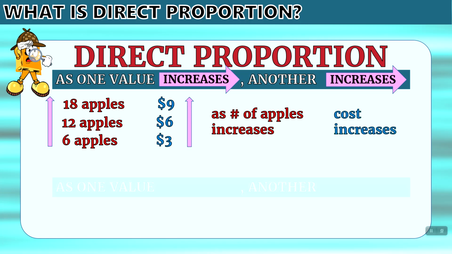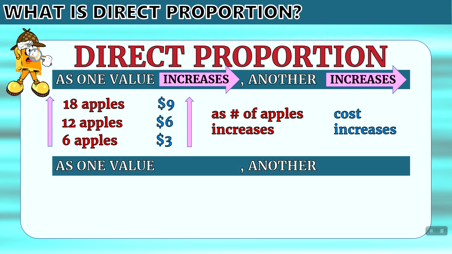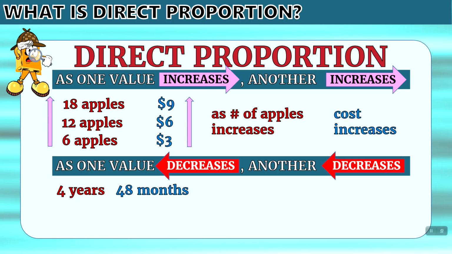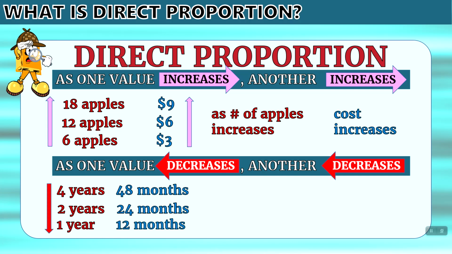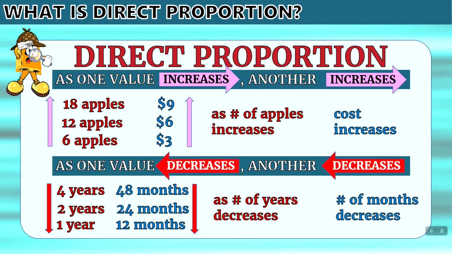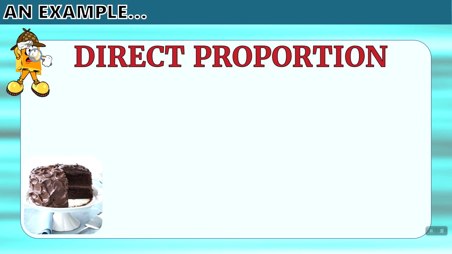This is direct proportion. Similarly, as one value decreases, another value also decreases. This is direct proportion as well. And so if we imagine in 4 years there are 48 months, if we reduce the years to 2 years, that's 24 months. And if we decrease the years to 1 year, we know that's 12 months. We can see that as the number of years decreases, the number of months also decreases. This is direct proportion.